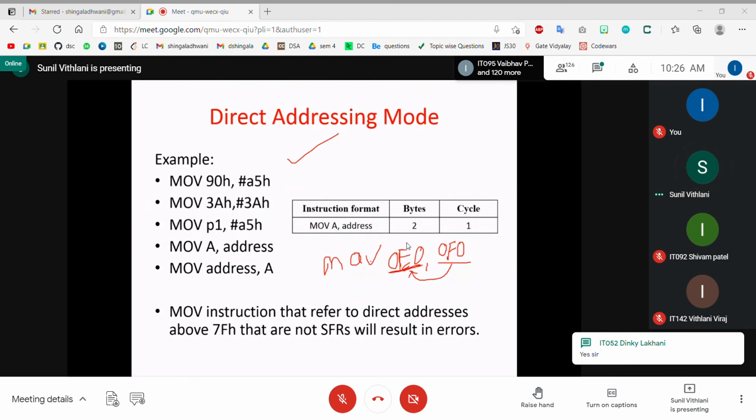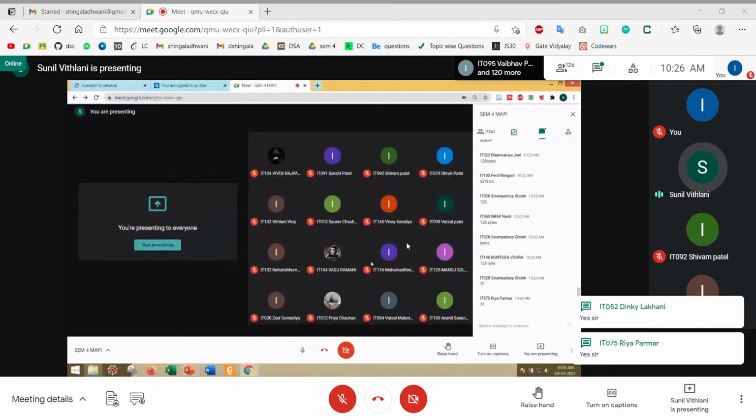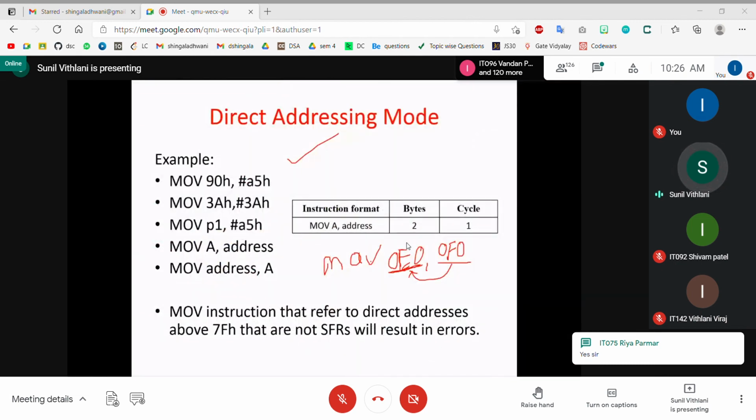And do you have any question? यहाँ पे कोई question है? So direct address में एक ये point important है. This is the most important point.